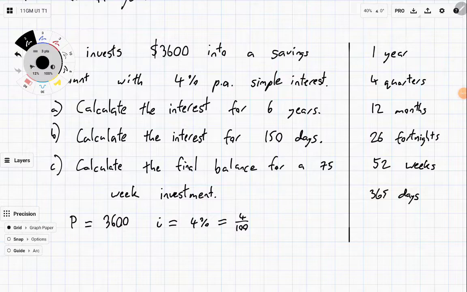These numbers are expected that you know. I'd hope that a lot of you would already know: 4 quarters, 12 months, 365 days. But if you need to remember, 52 weeks and 26 fortnights, it is expected knowledge.